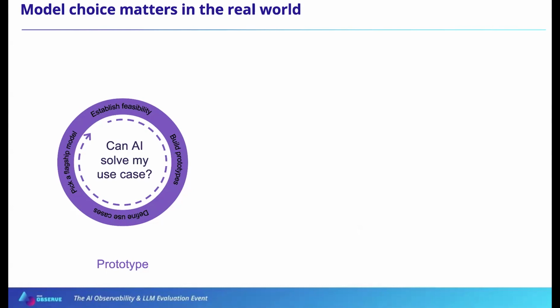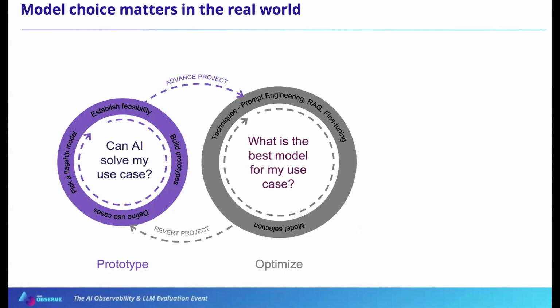Once you find a model and a way to solve the problem, and you can prove that it works, you pass to the next stage, which is: what is the best model that I can use for my particular use case? In this phase, what you're trying to do is optimize. You already proved that the problem can be solved with AI. You already proved that there is a way moving forward. So is there maybe a more efficient model that can solve that particular problem?